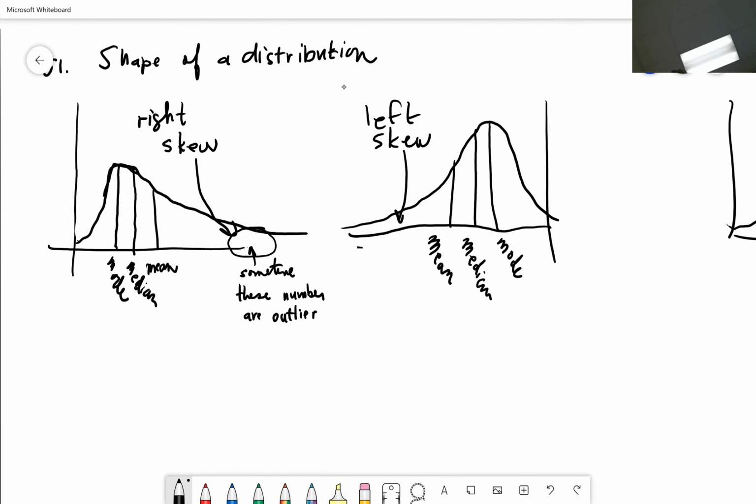So in the right skew situation, the mean is bigger than the median, which is bigger than the mode. And in the other case, the left skew, the mean is less than the median, which is less than the mode.